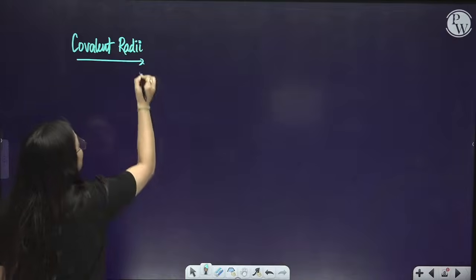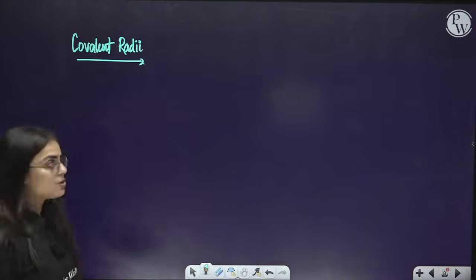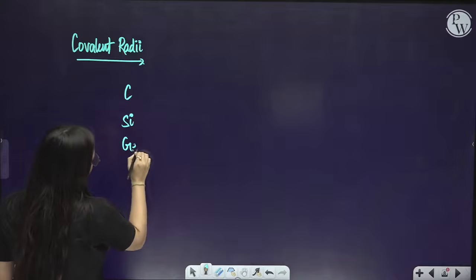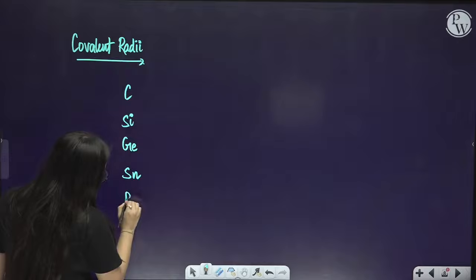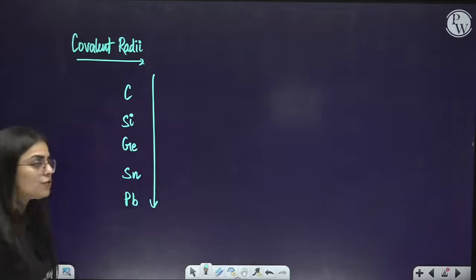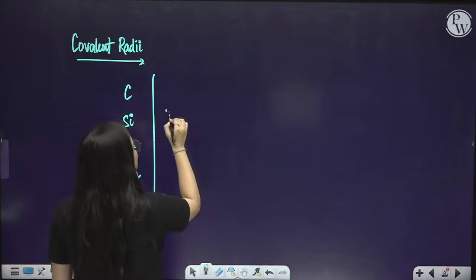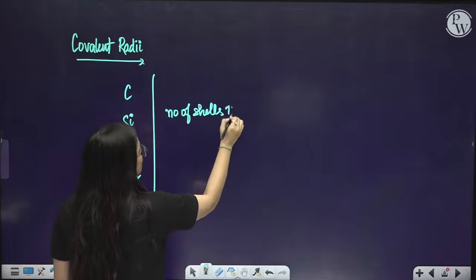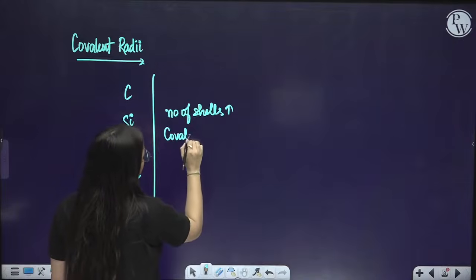See, if I talk about the trends with regard to the covalent radii, students, we have carbon, silicon, germanium, tin and lead. Let me tell you what happens from top to bottom. What happens from top to bottom, ma'am? From top to bottom, the number of shells will increase. So the covalent radii will also increase.